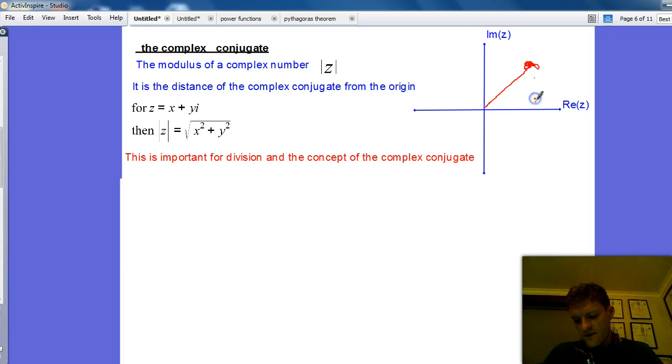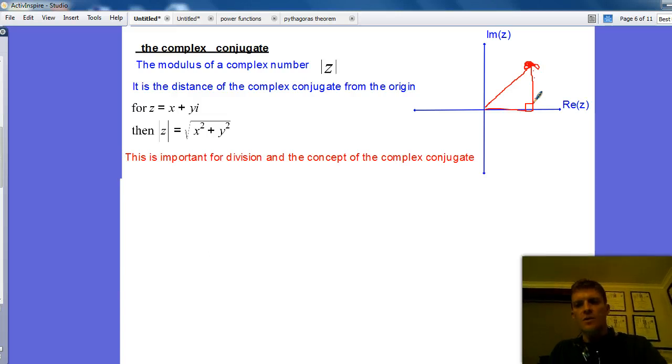We have two parts to our complex number. We've got your vertical and your horizontal part, the real and the imaginary part of our complex number, and we produce a right angle triangle problem where the hypotenuse can be worked out using Pythagoras' theorem. Alright, so why is this important? It's important for division and how it connects to what we call the complex conjugate.